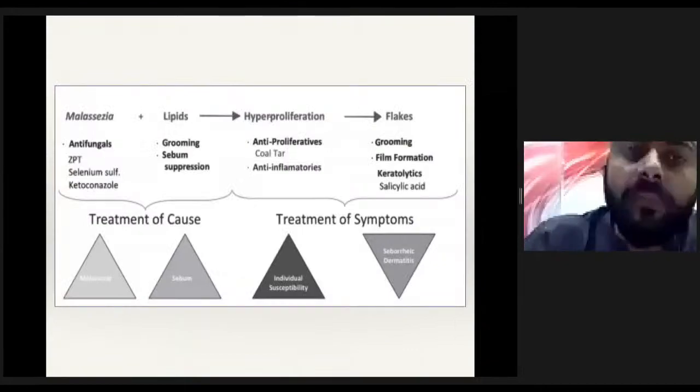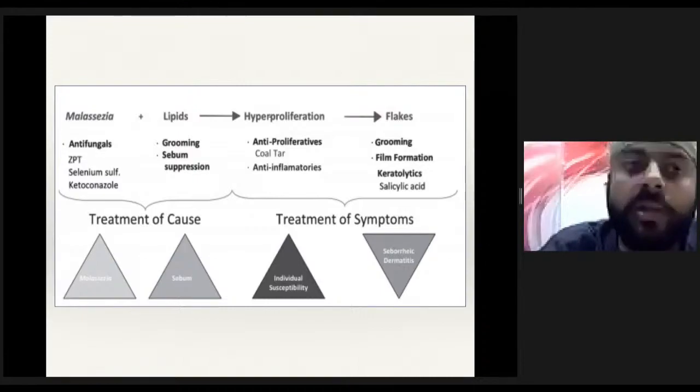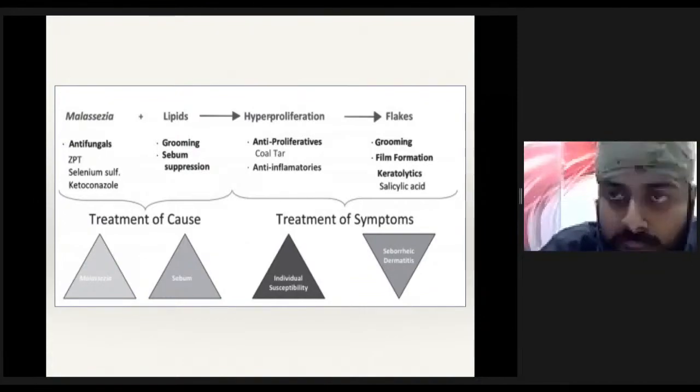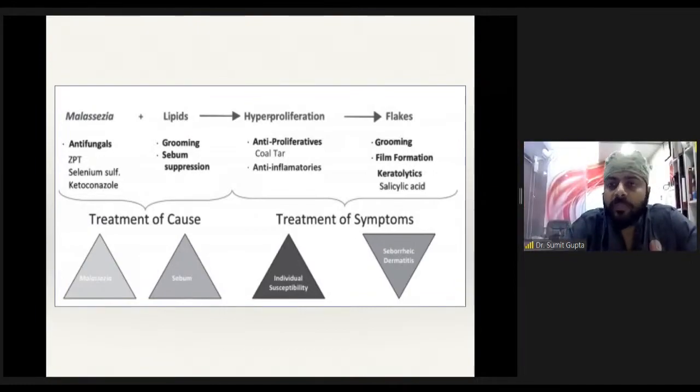The treatment principles actually try to counter these different pathogenic mechanisms, like Malassezia. To decrease Malassezia number and colonization, antifungals typically are used, like zinc pyrithione, selenium sulfide, ketoconazole, and other antifungals. Grooming obviously helps in removing the lipids which are secreted by the sebaceous gland more frequently, so that they do not undergo degradation by lipases.